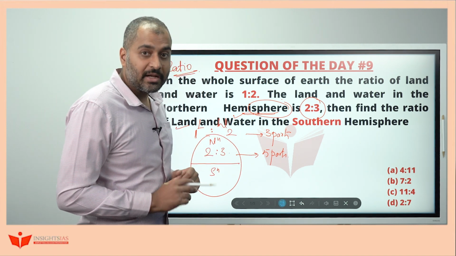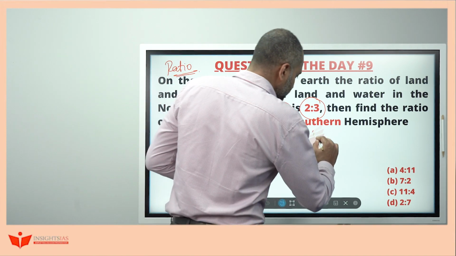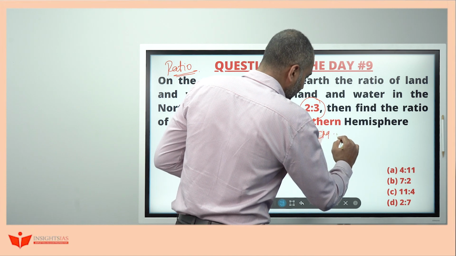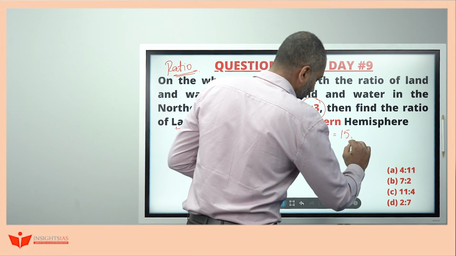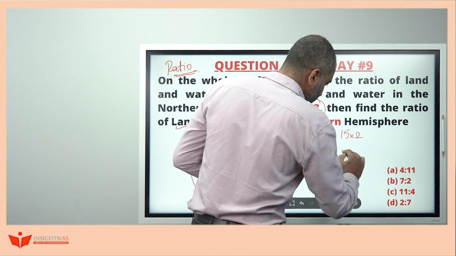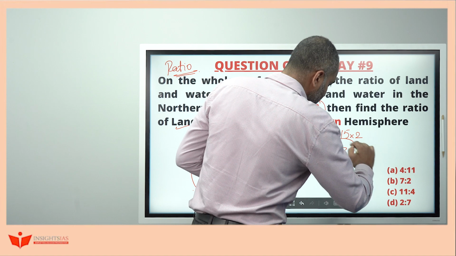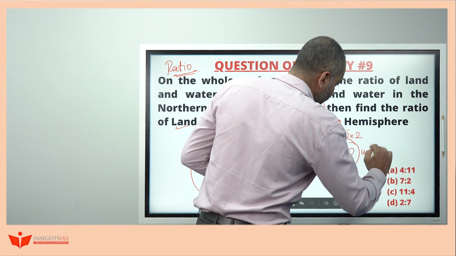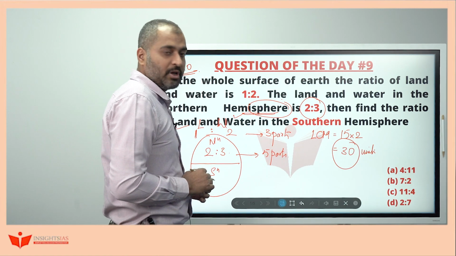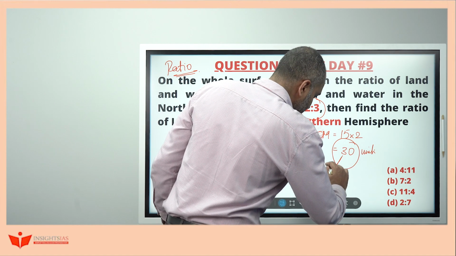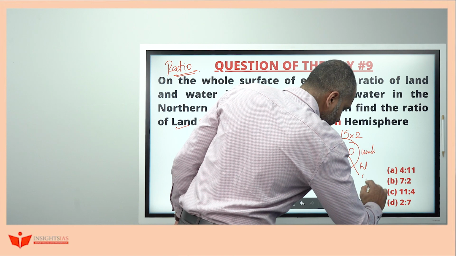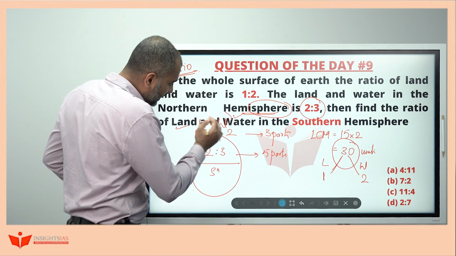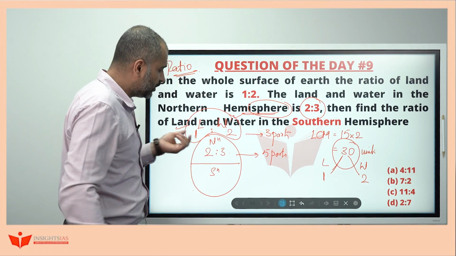See, 3 and 5 here, take the LCM of this one. LCM of 3 and 5 is equal to 15, right? Double this one, this becomes 30. And consider this 30 as the total number of units of land and water here. See, land is 1 unit and water is 2 units here. Total land and water is in the ratio 1:2.